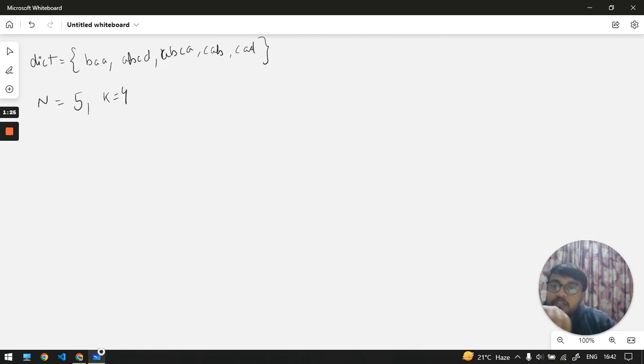So basically the first word is given BAA, ABCD, ABCA, CAB and CAD. These are five words and four letters. Basically, the four letters of the human dictionary are A, B, C, and D. So the alien dictionary is made up of these four letters, and they are arranged in some other way, not like A, B, C, D. So we have to figure that out. So in this question, let's first try the brute force approach.